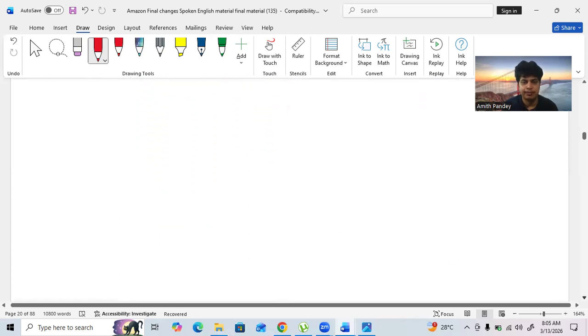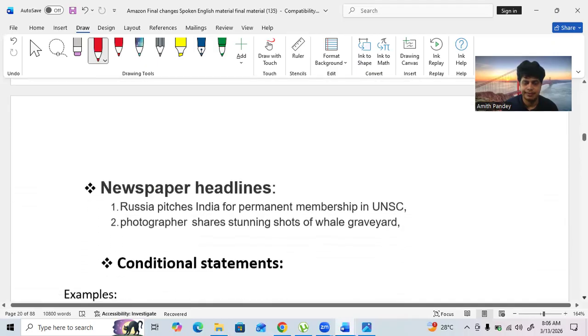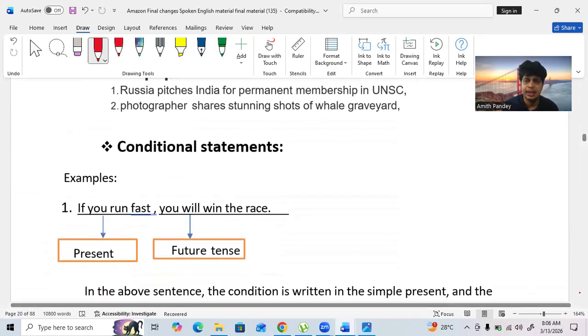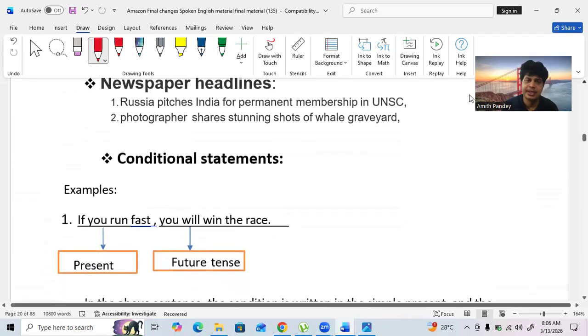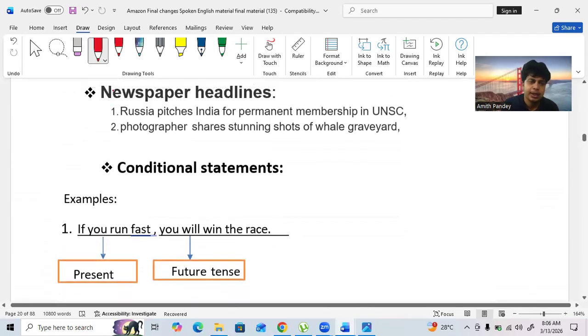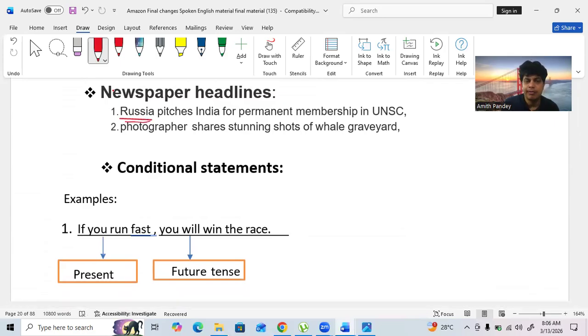Okay, now the last one related to simple present, that is newspaper headlines. In case you have the habit of reading newspapers, that's well and good. If not, then don't worry. But if you go through, especially English newspapers, the headlines specifically, you'll find that all the headlines are written in simple present. For example, look here. Russia pitches India for permanent membership in UNSC.